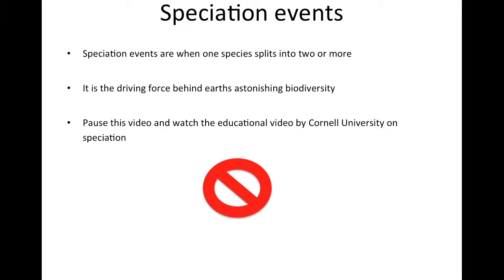Now, speciation events are when one species splits into two or more. It is the driving force behind Earth's astonishing biodiversity, and it really is important. I want you to pause this video and watch another video made by Cornell University, which explains speciation in such a great way that I think I could do it no more justice. So please do pause this video and go and watch the educational video.